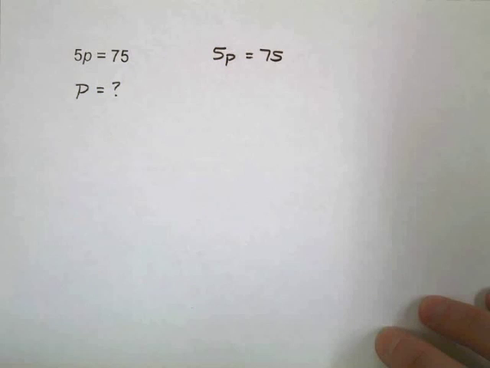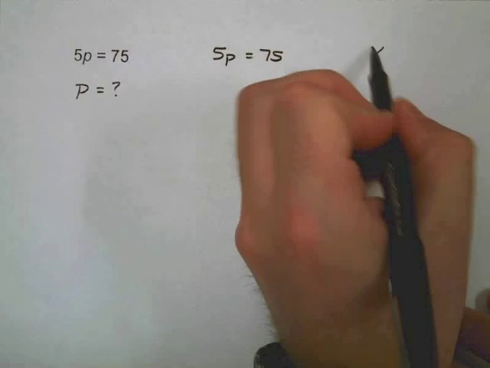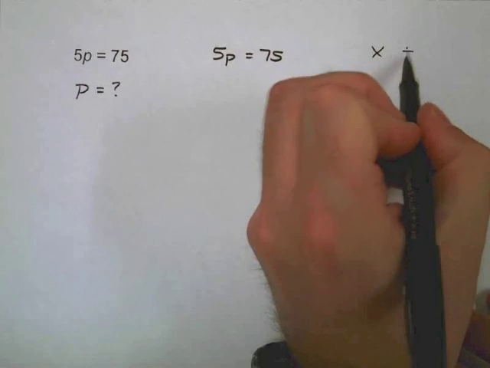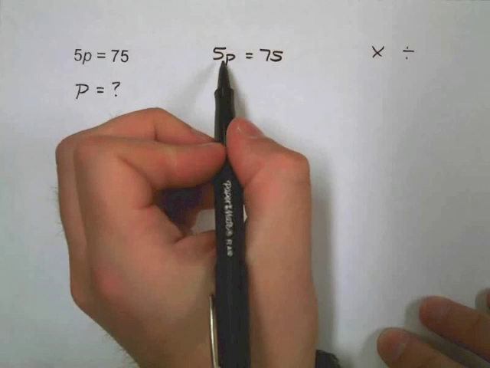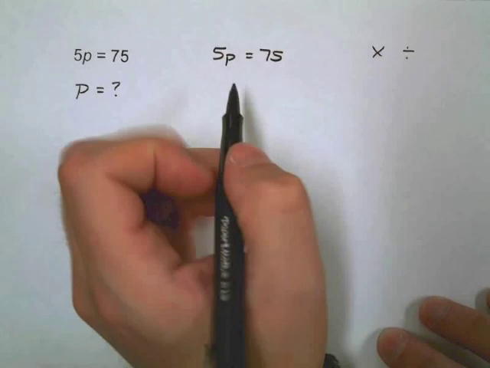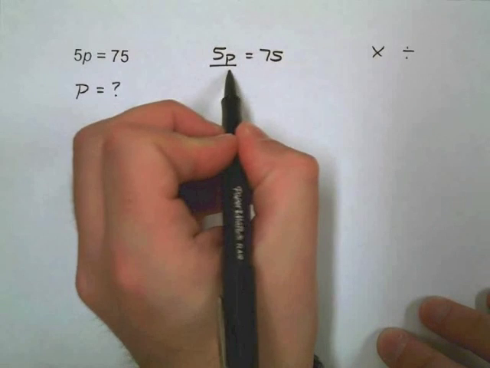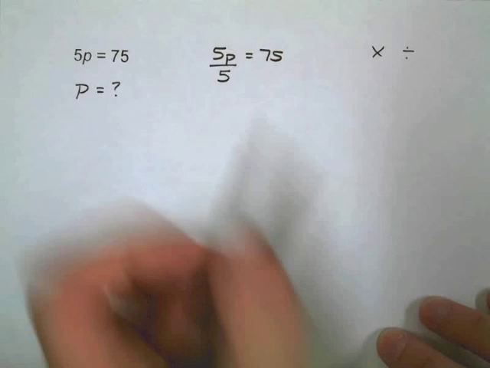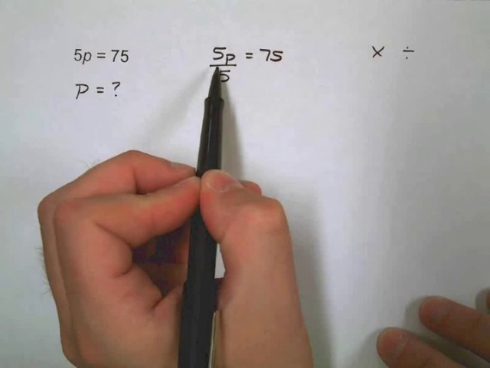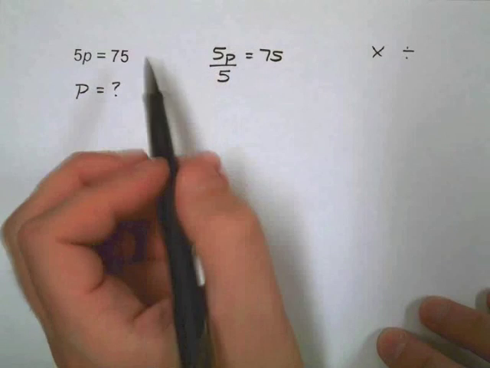We need to undo the multiplication. We need to do the inverse. Well, the inverse, or the opposite of multiplication, is division. So if we multiply 5 times p, we want to get rid of this 5, so we're going to undo that multiplication. We're going to divide by 5. And when you see a little line like this, that also is another symbol for division.